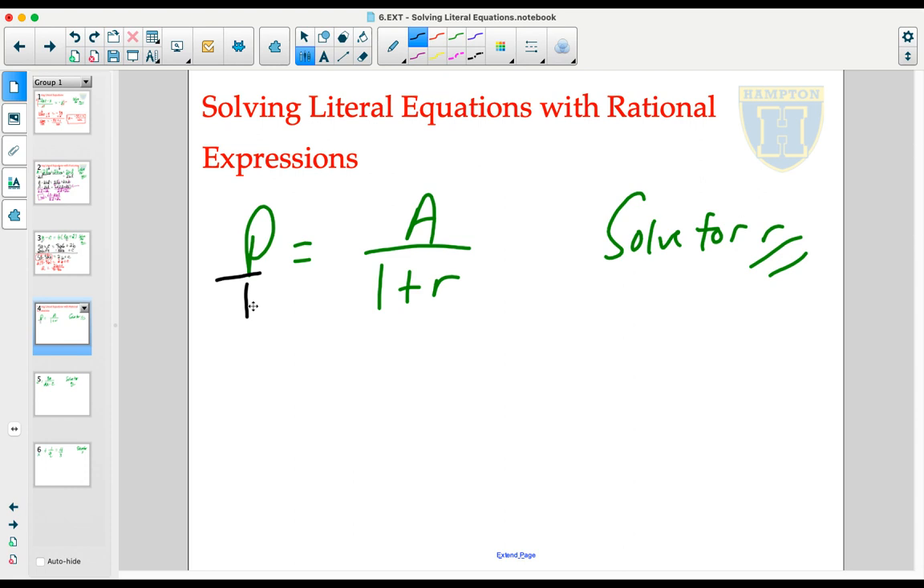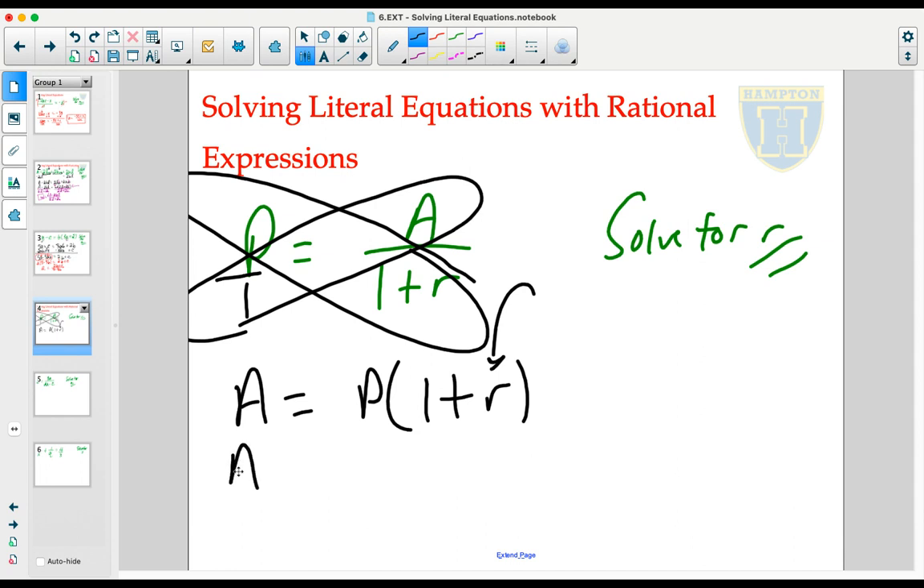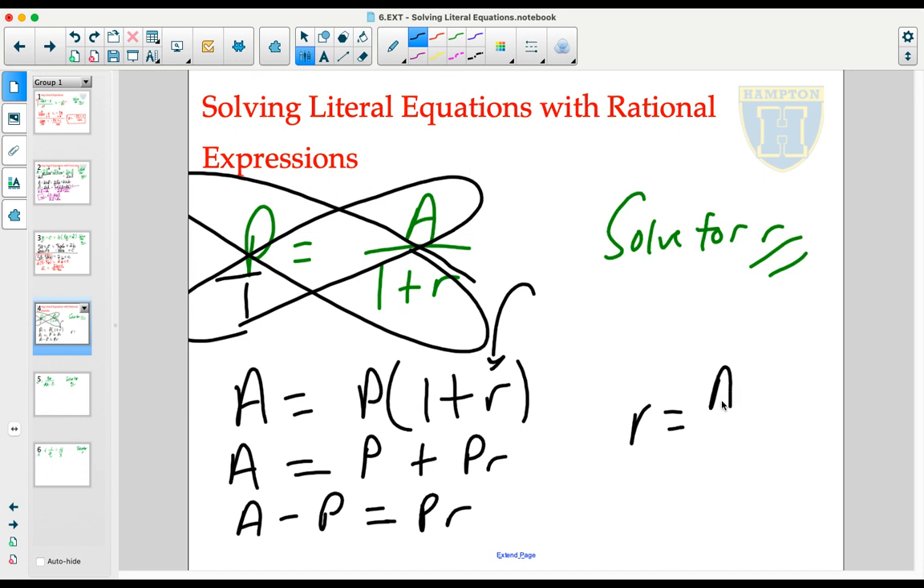But what we can do is use cross multiplication to clear out the fractions and isolate the variable we're interested in. So we're going to multiply this way, and we're going to multiply this way. So we end up with a equals p times 1 plus r. I am trying to isolate the variable that is tied up inside of this parentheses now. Not a problem. We can distribute the p, and then we can subtract that lone p from both sides, and then finish by dividing by p, and we get r equals a minus p over p.